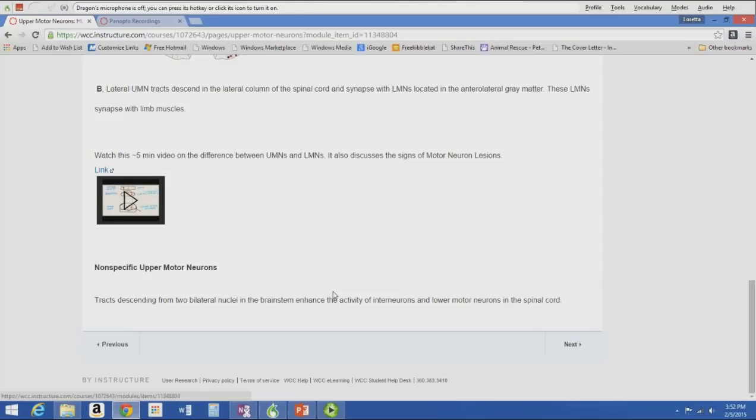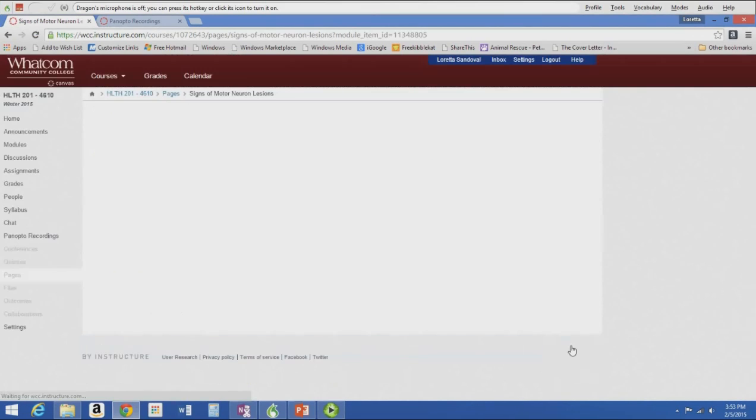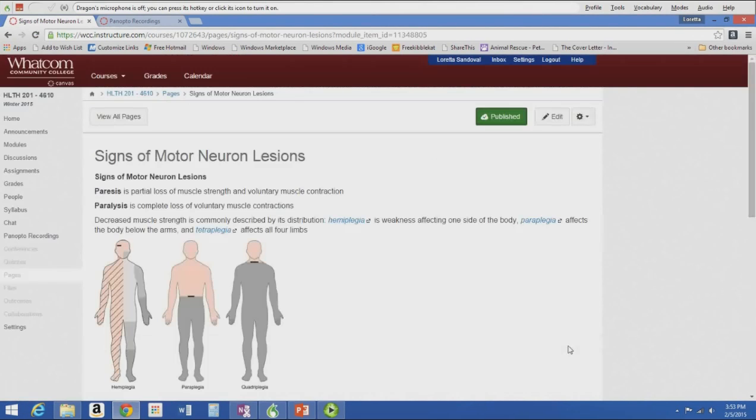So the nonspecific upper motor neurons, I said we're not going to talk too much about them, but they're tracts that descend from a certain area of the brainstem, and they enhance the activity of interneurons and lower motor neurons in the spinal cord. And that's all we're going to say about that. So they are focused more on what's going on with the interneurons and the lower motor neurons by enhancing that activity. So I'm going to wrap up this section, and then we'll talk about signs of motor neuron lesions. And we will see that a lot of them have to do with where the lesion is and what kind of effects you have from it.